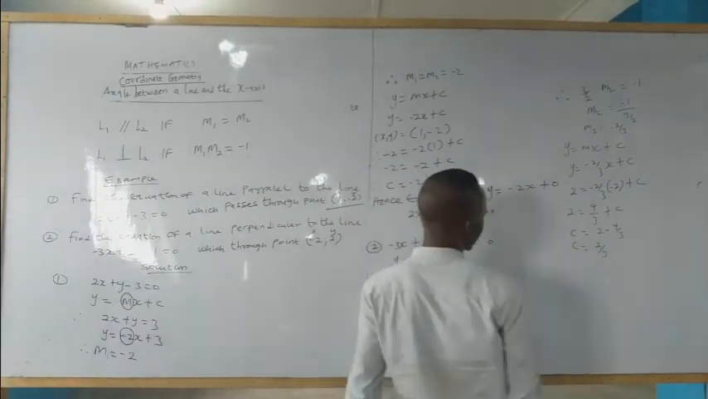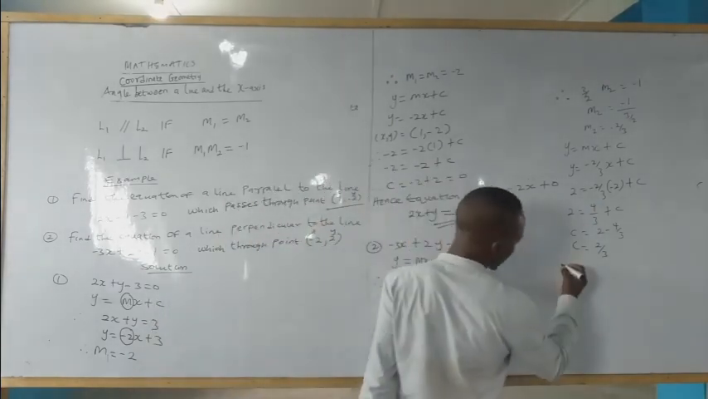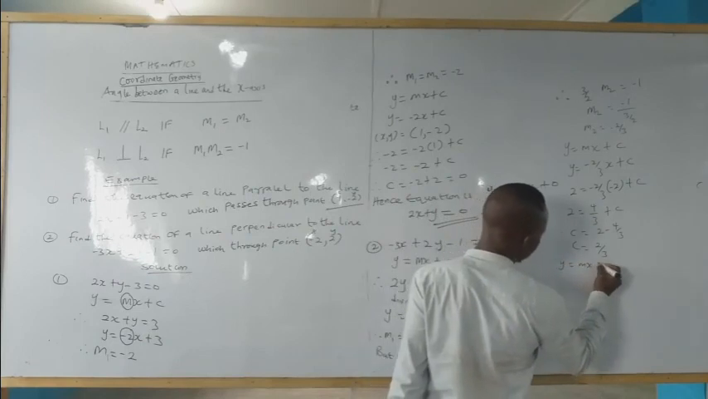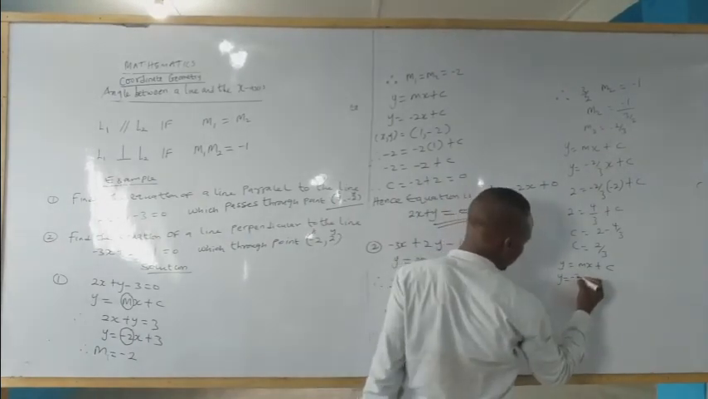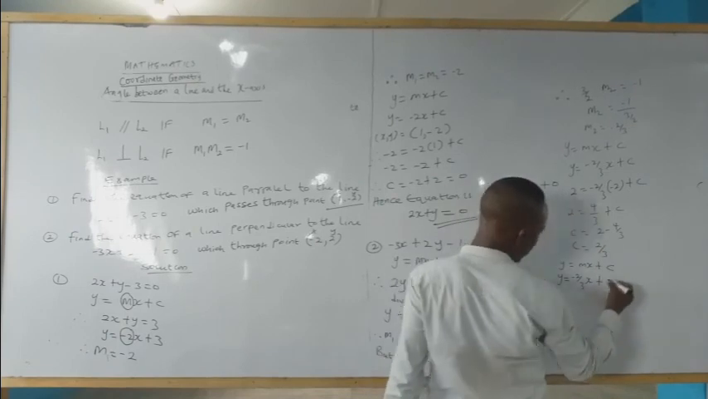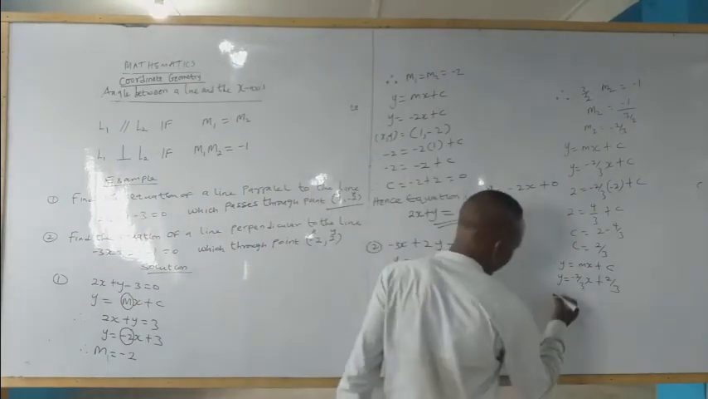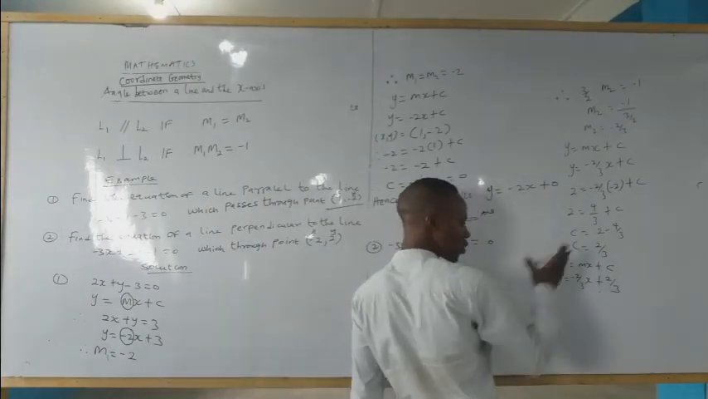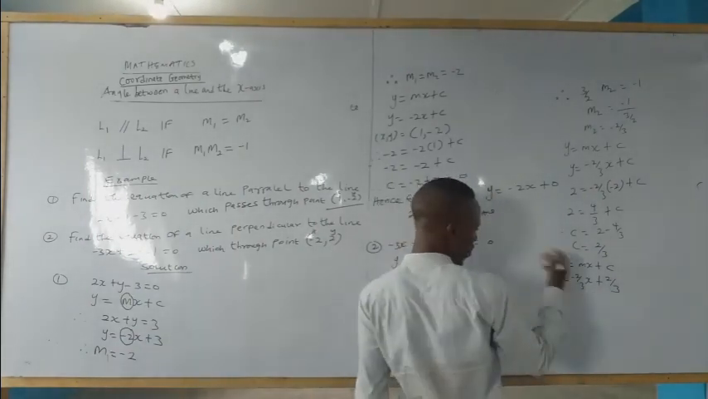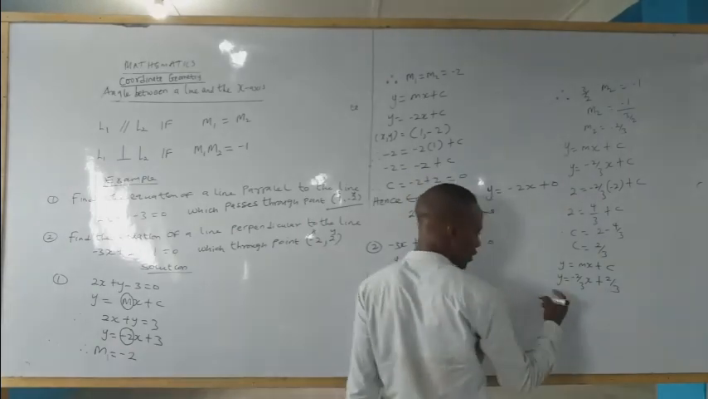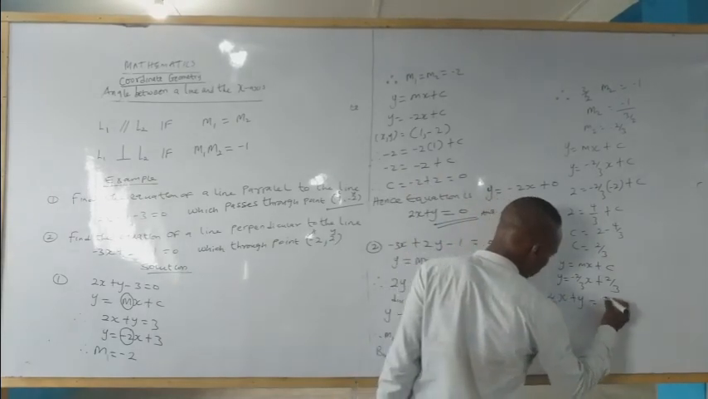So now I can substitute it in the equation and find the equation of the perpendicular line. So now I have y equals mx plus c. My m is minus 2 over 3, and my c is 2 over 3. So then I want to transform it to the general form of the equation. I bring the term in x to this side, and I leave the constant term at the other side. So I have 2 over 3 x plus y is equal to 2 over 3.